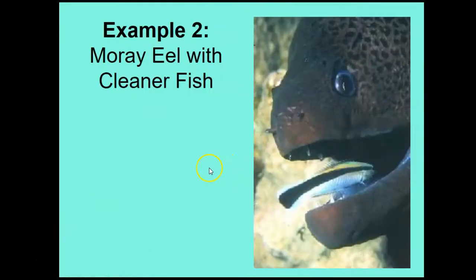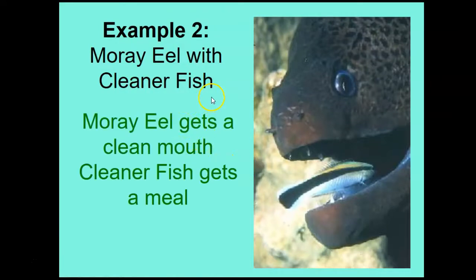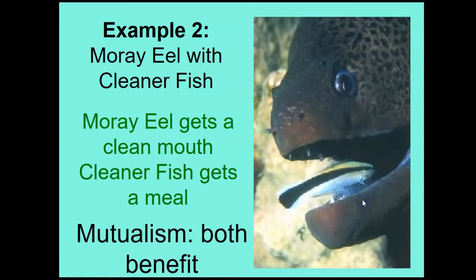The next example would be a moray eel with cleaner fish. You can see the little fish right here in the bigger fish's mouth. Now this moray eel does not eat the cleaner fish, but it is getting something out of this relationship. It's getting a clean mouth, and the cleaner fish gets a meal. So both of these organisms are benefiting from this relationship. So this is an example of mutualism.